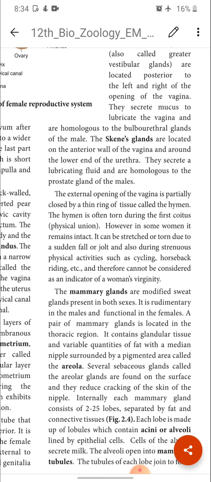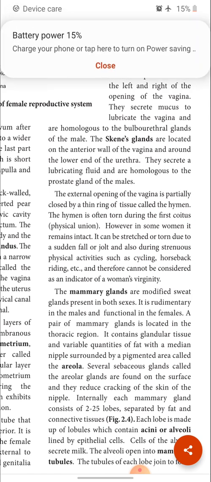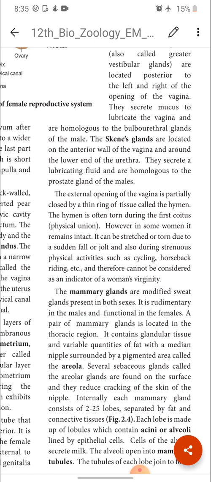So in those days, the hymen was used to check a woman's virginity. But the bad thing is, sometimes the hymen is intact in some women, and sometimes it will be torn due to heavy physical exercise, cycling and horse riding. So we cannot consider this as an indicator of a woman's virginity.